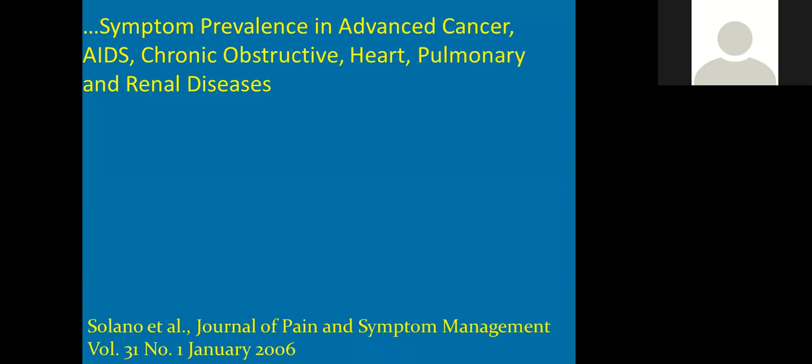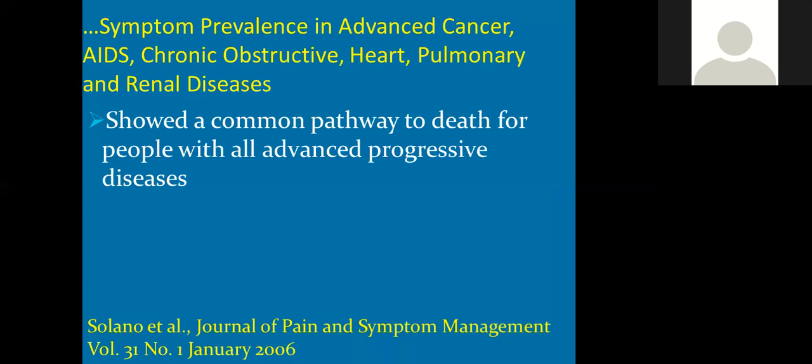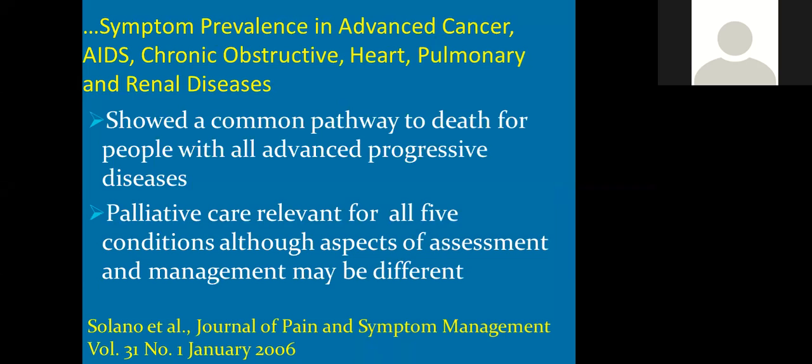They also went on to say that when they looked at the journey of all these disease conditions, they showed a common pathway to death for people with all advanced progressive diseases. All of these diseases had a similar common pathway, and palliative care was relevant and needed in all these conditions. This is one study which I think we can look at as a reference, and it will be good to refer to when you want to talk about non-cancer conditions. There were several more studies after that.